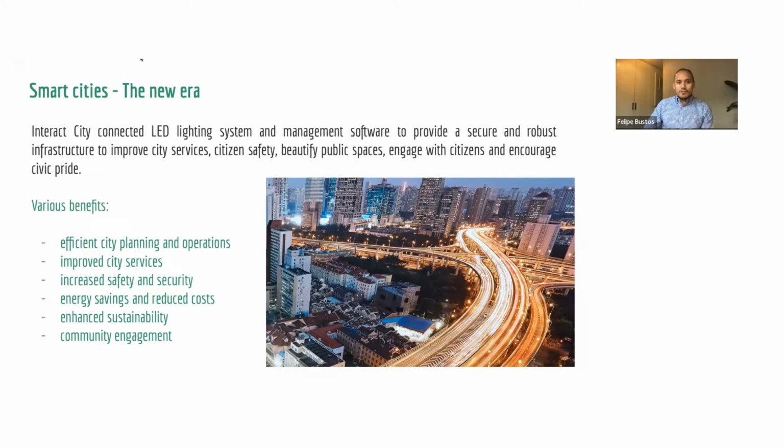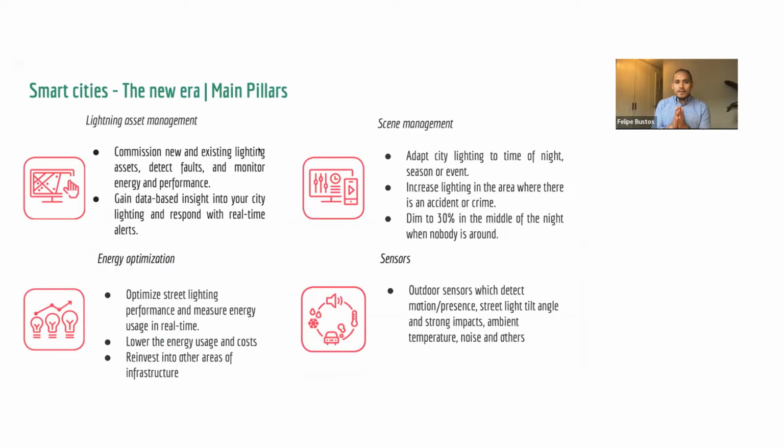Thank you, Maria, for the introduction. So just going a bit deeper into what are the main pillars of the smart cities. There's 4 key elements that we identify which bring all the benefits to this business model. So first of all, there's lighting asset management. By this, it is possible to commission new and existing lighting assets, detect faults, and monitor energy performance. It is possible to gain data-based insight on the city lighting and respond with real-time alerts. This is something that is not very much implemented in many conventional cities.